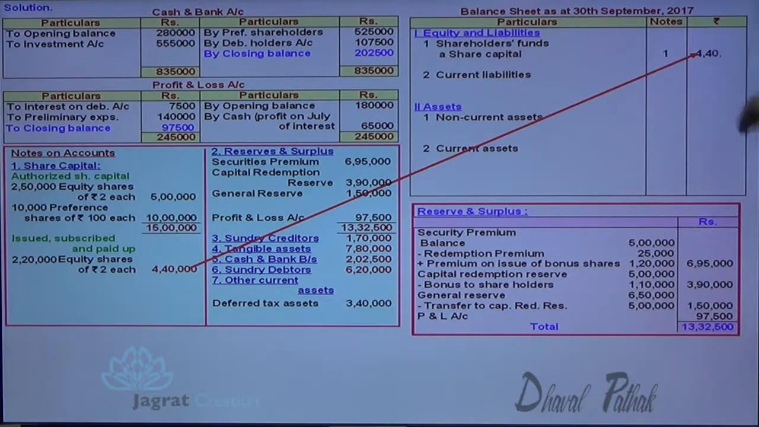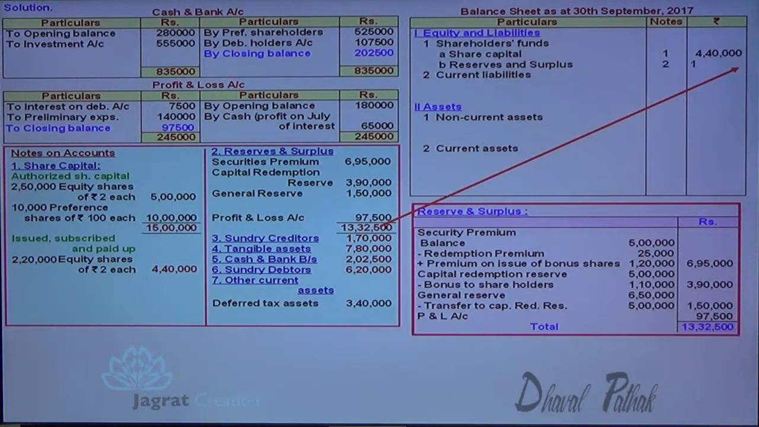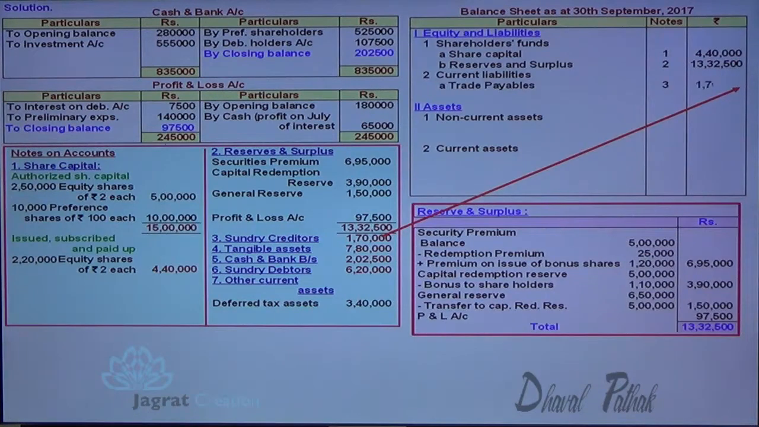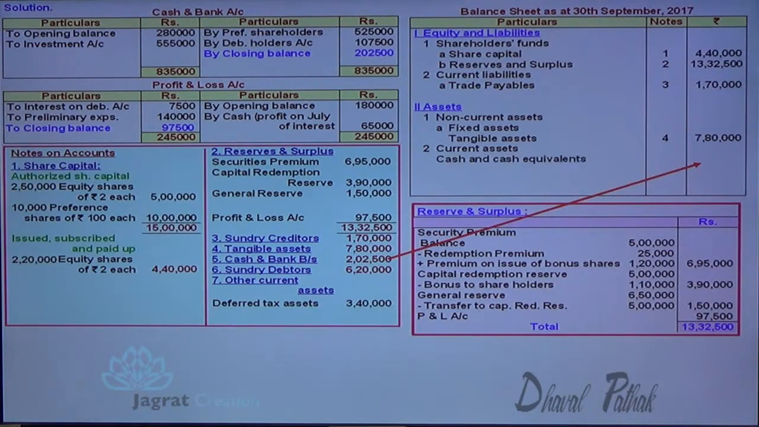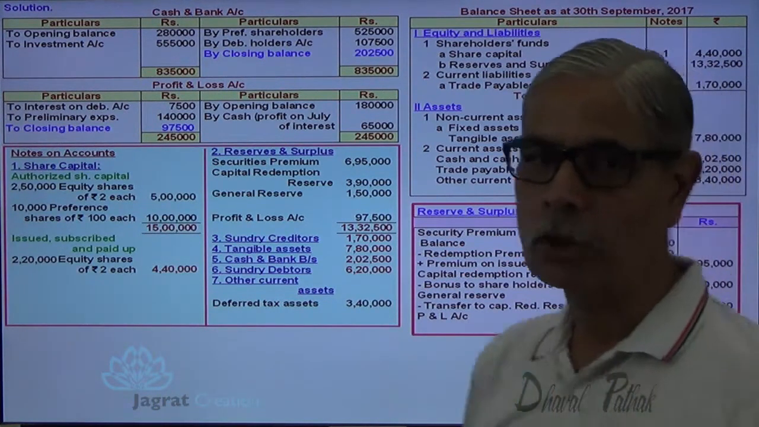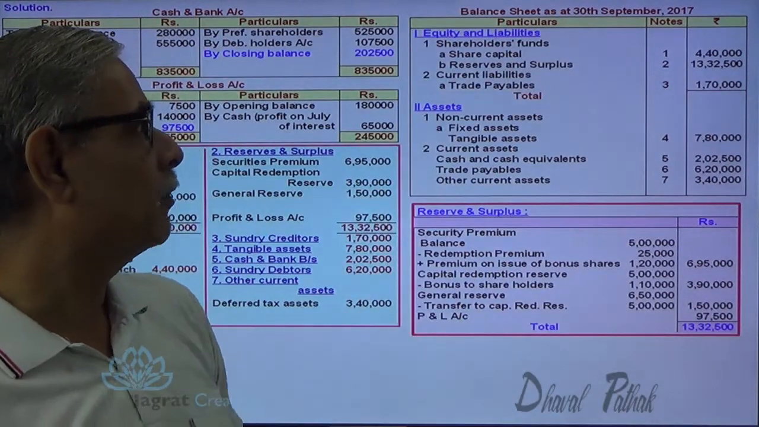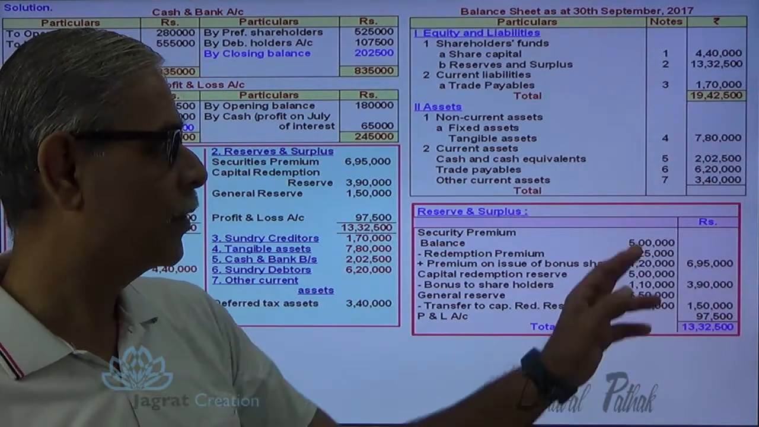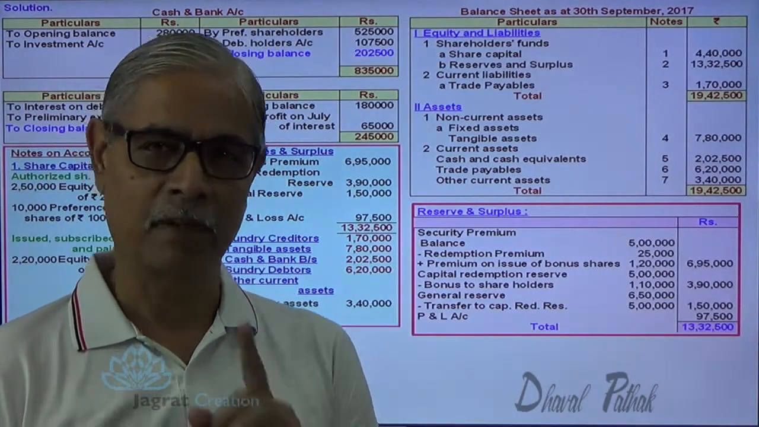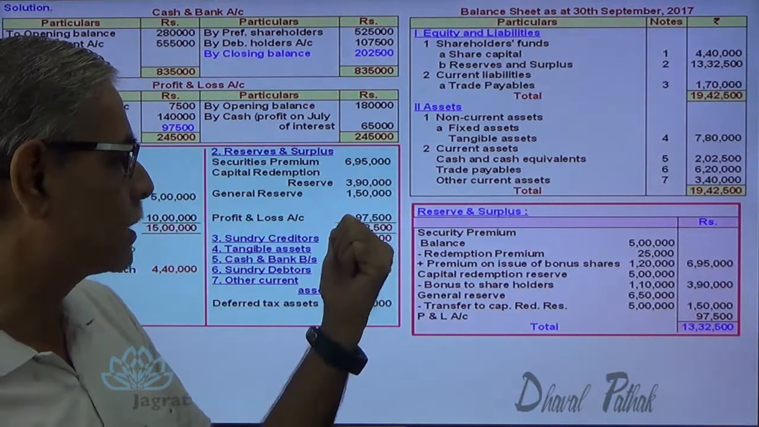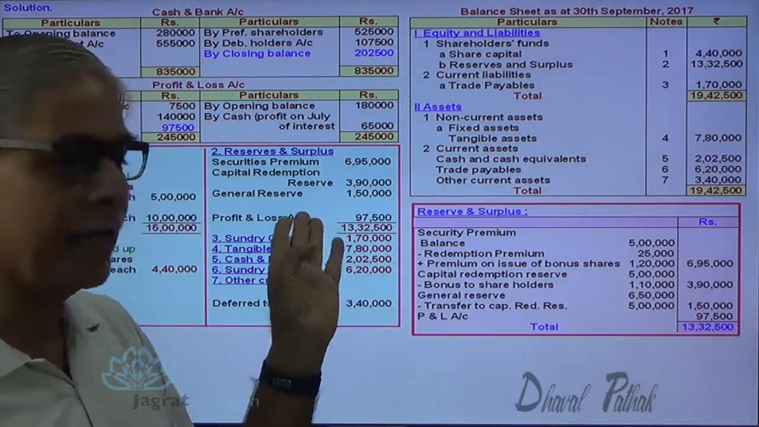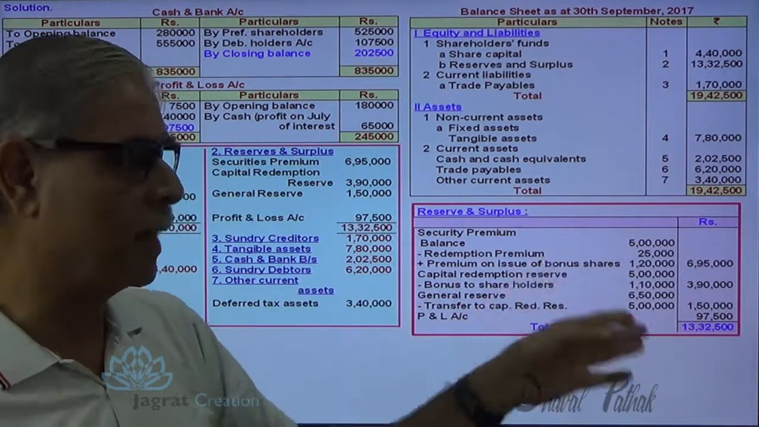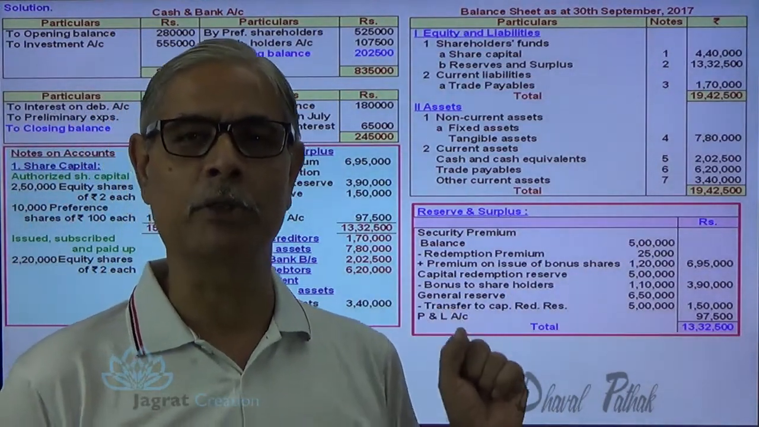Now let me write down share capital, reserves and surplus, current liabilities, tangible assets, fixed assets, cash and cash equivalents, trade payables, other current assets. Have the total of equity, liabilities and assets. It should agree: 19,42,000. Once again, the reserves and surplus of 13,32,500 should be reported at this place in notes on accounts in this fashion, because that is the requirement of Schedule 3.